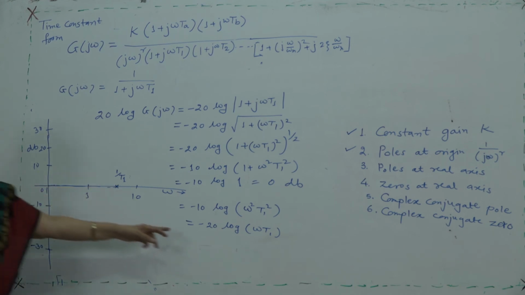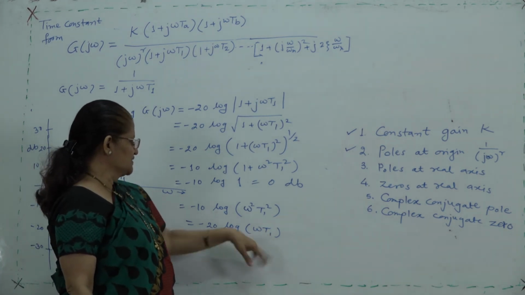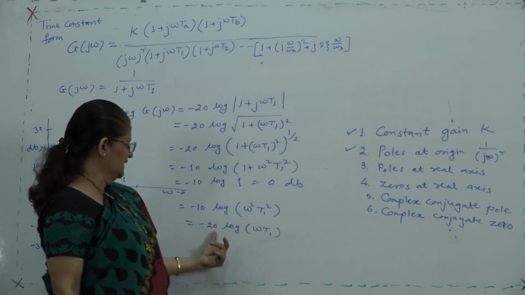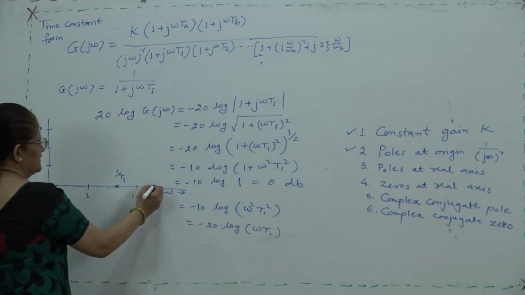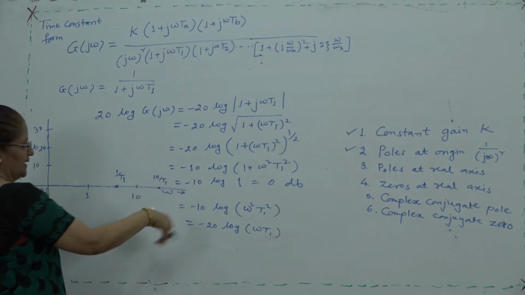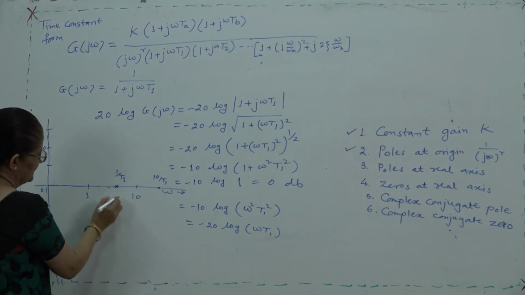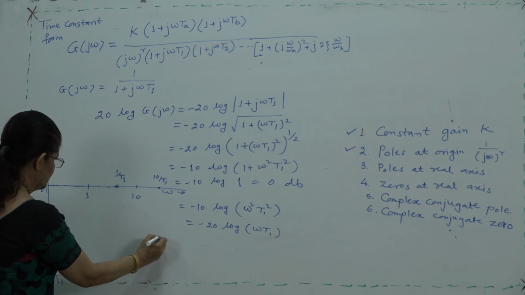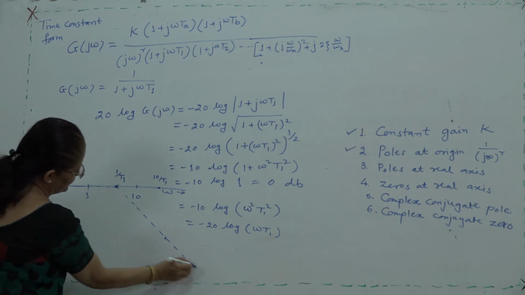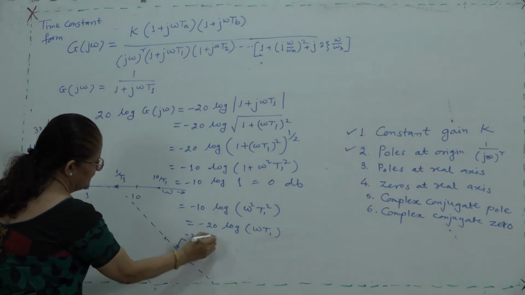When omega is greater than 1 upon t1, suppose it is 10 times greater, then you will get minus 20 dB. So, if I am considering the next point 10 upon t1, that is omega 10 times greater, the change is minus 20 dB. Okay. So, at this point it is minus 20 dB. So, this is the line with slope minus 20 dB per decade.